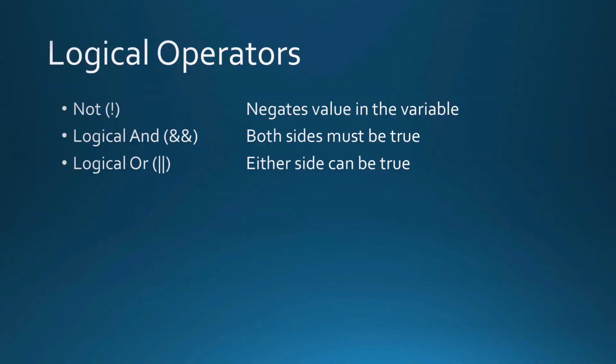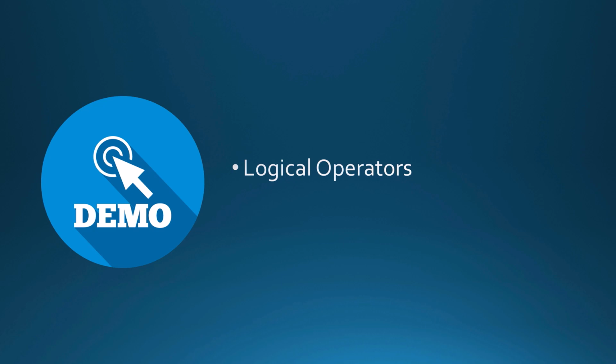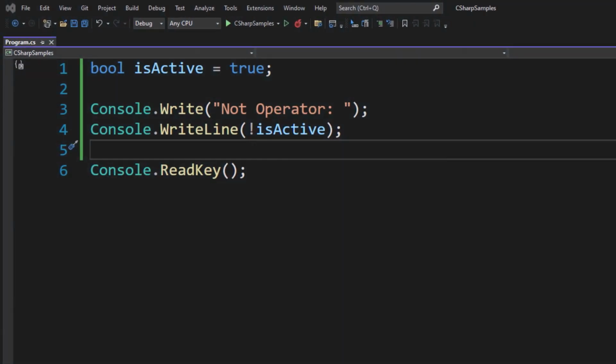If we want to compare two different expressions, we can use the logical operators of C#. We have a not operator, we have a logical and, and we have a logical or. It's hard to explain these until you see them, so let's go ahead and take a look at the logical operators.